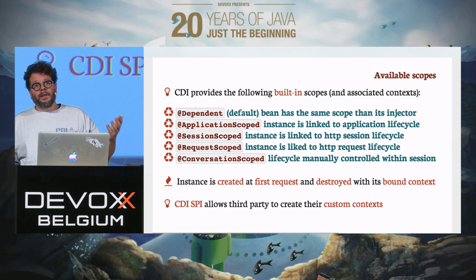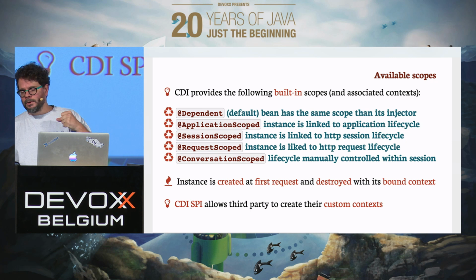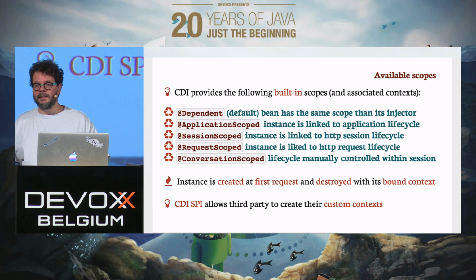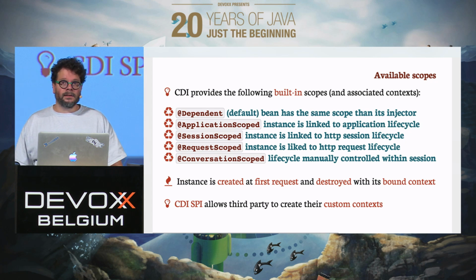And of course, the CDI SPI allows you to create your own custom scope. Other specifications have already done that. If you look at the JSF specification, for instance, they created the view scope and the flow scope, I think, on the CDI SPI, and they created their own scopes to extend CDI for their own use cases.